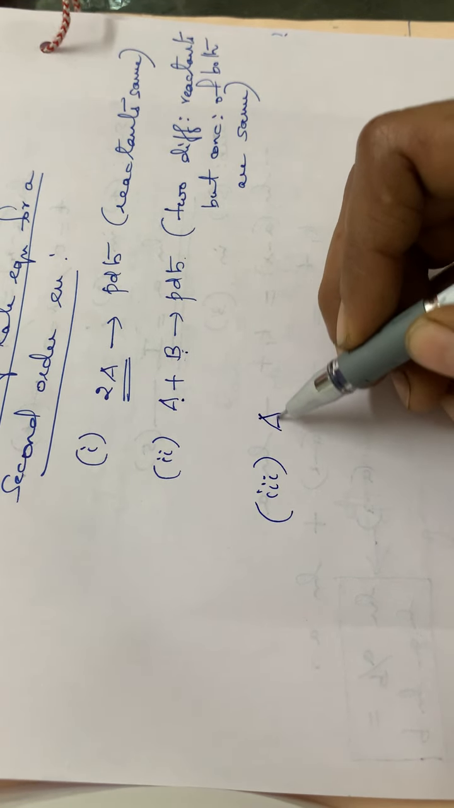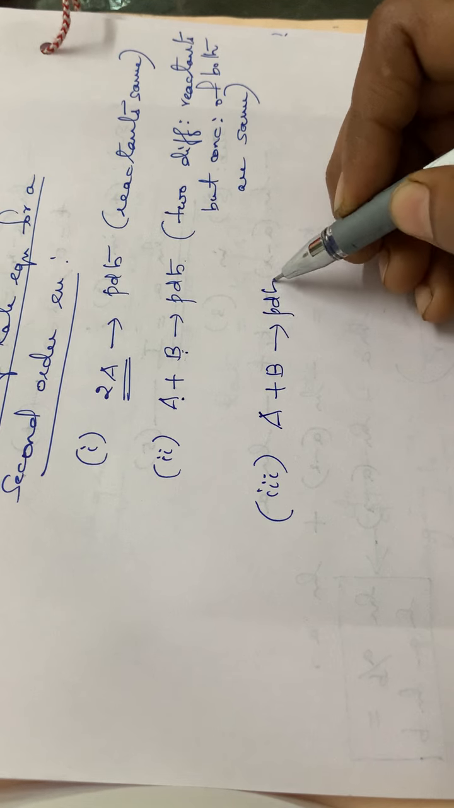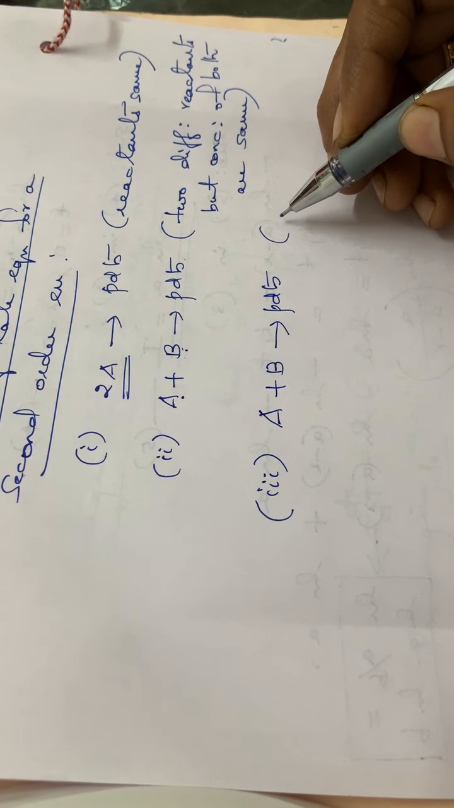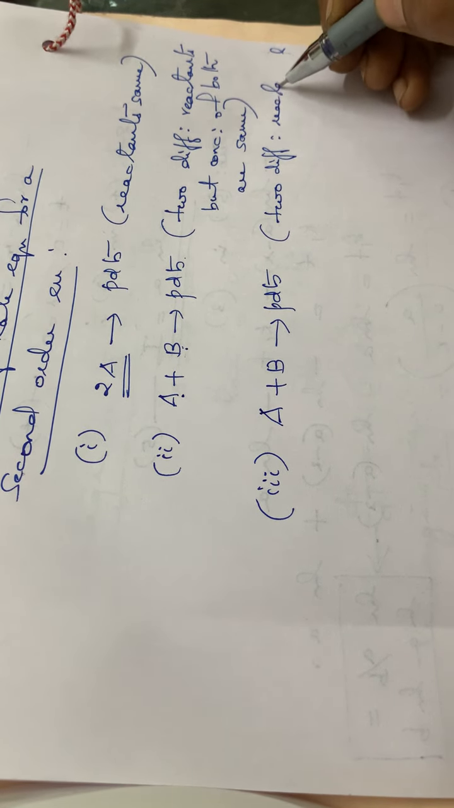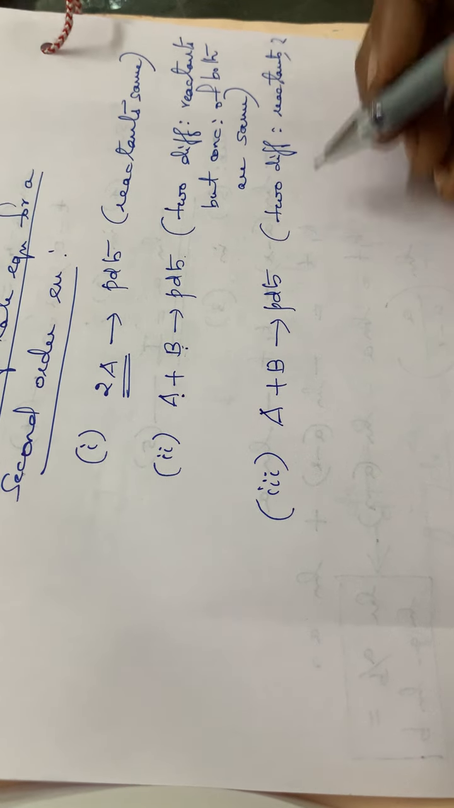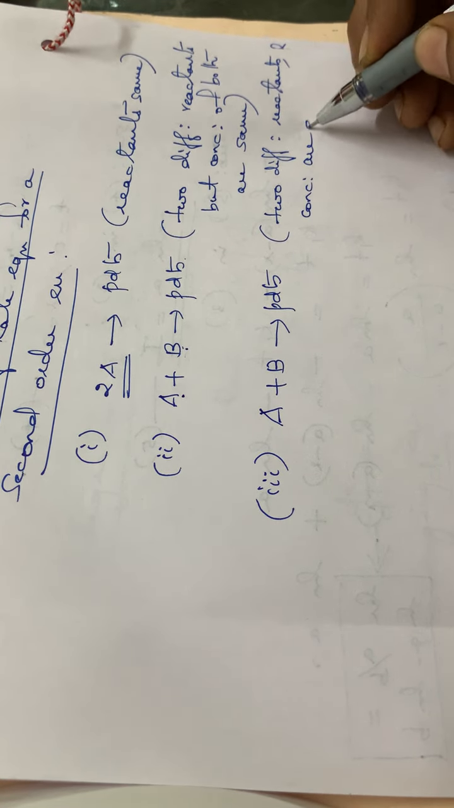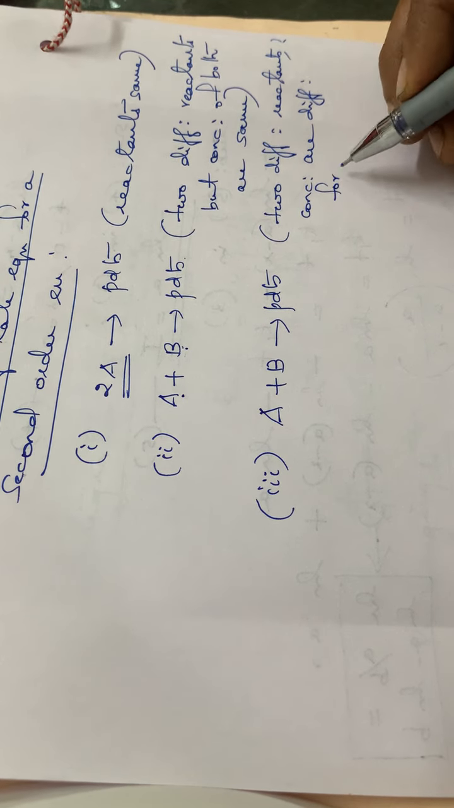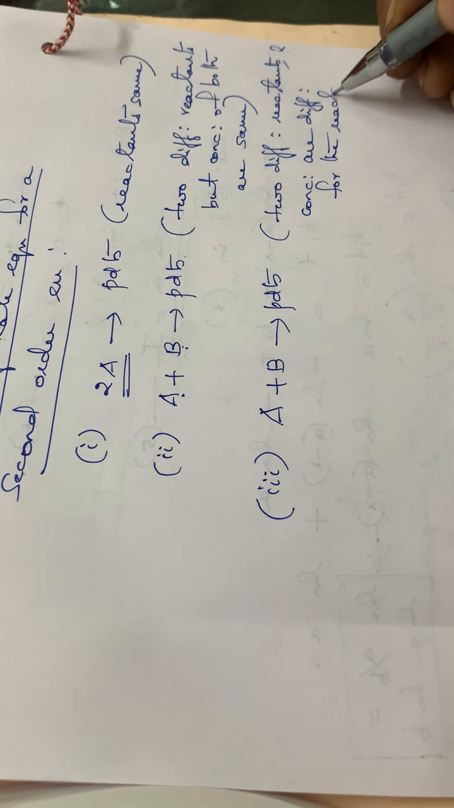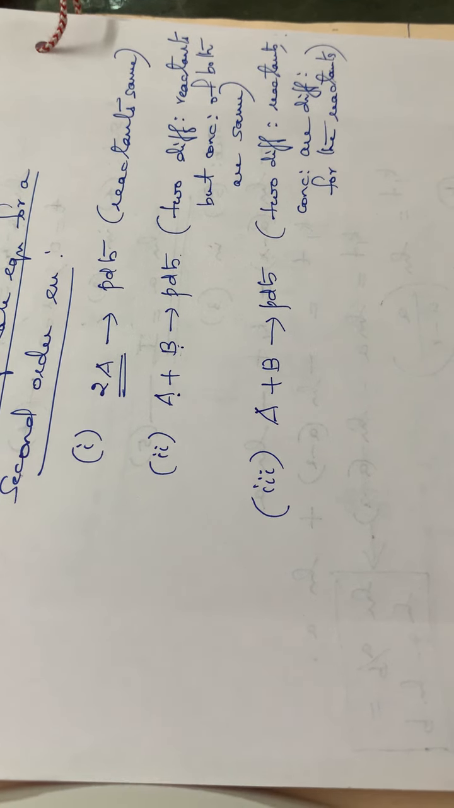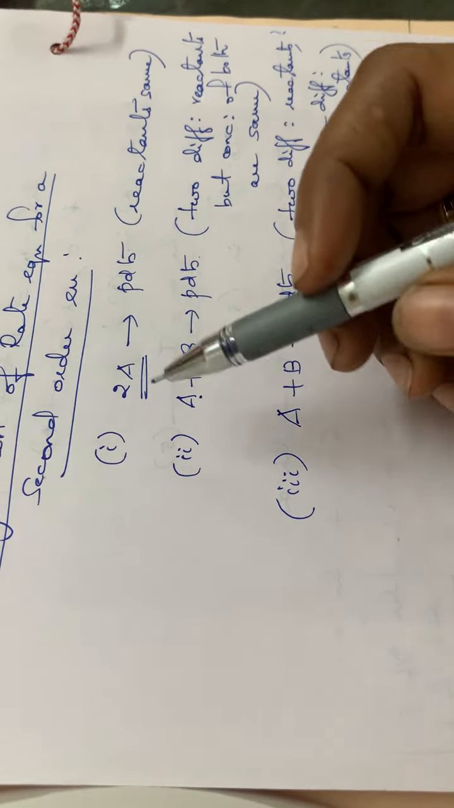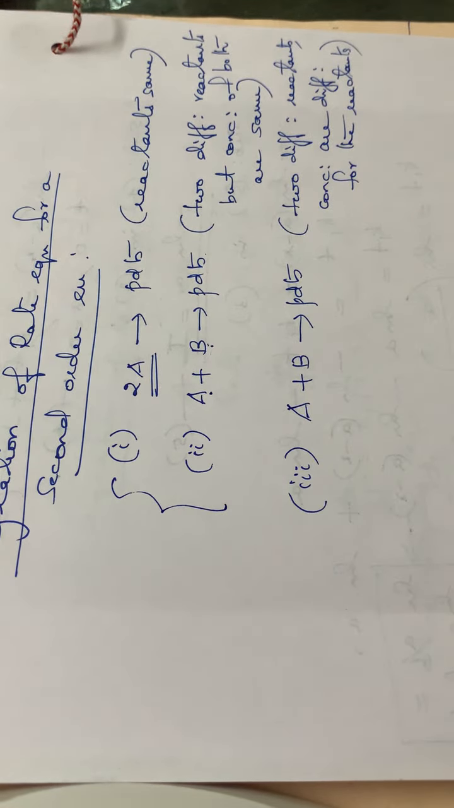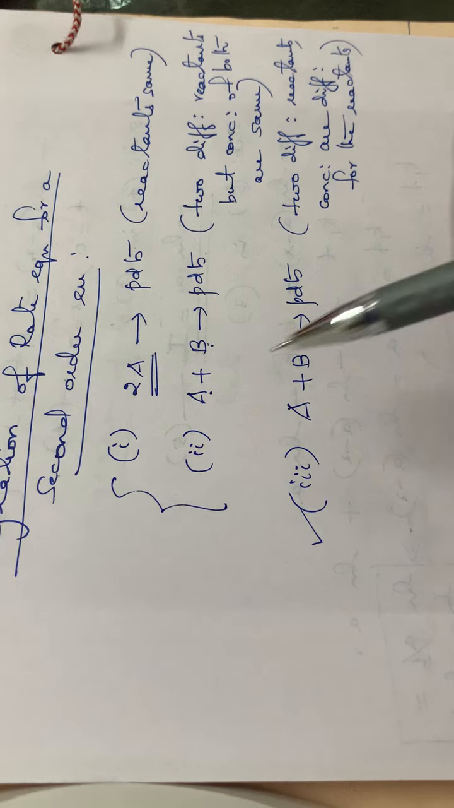Then the third one: we have two different reactants and also two different concentrations. Two different reactants, and the concentrations are also different for the reactants. So these are the three cases you have to study in this integrated rate equation. The derivation for the first two cases will be the same, with only some deviation in the third one. So let us go through them one by one.